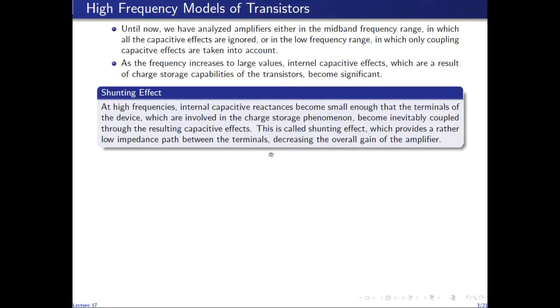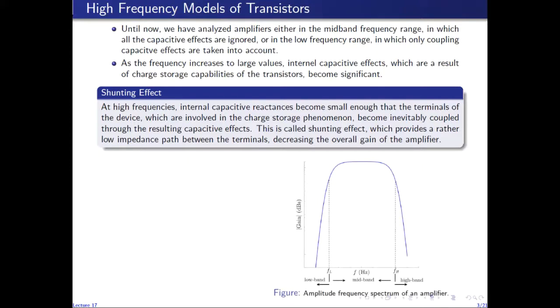And this shunting effect tends to decrease the overall gain of the amplifier, as can be seen in this diagram. So this is the amplitude spectrum of the amplifier plotted against frequency. So in the mid-band, the gain is almost constant and independent of frequency. In the low band, the gain of the amplifier decreases because of the capacitive effects of the coupling capacitors. And in the high frequency band, the gain decreases again because of the internal capacitive effects. So this is the range of frequencies that we now want to analyze the amplifiers in.